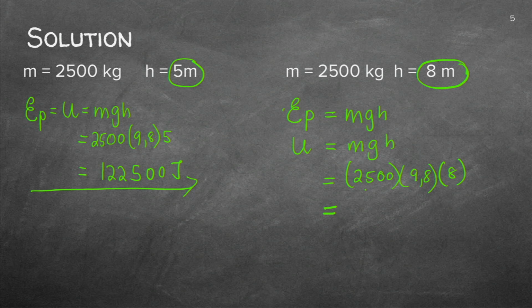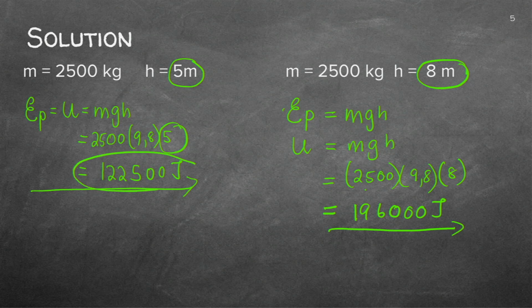So I found that height with that weight will give me an energy of 196,000 joule. Can you see? Just to lift it to 5 is 122,500 in terms of the energy. Can you see here?